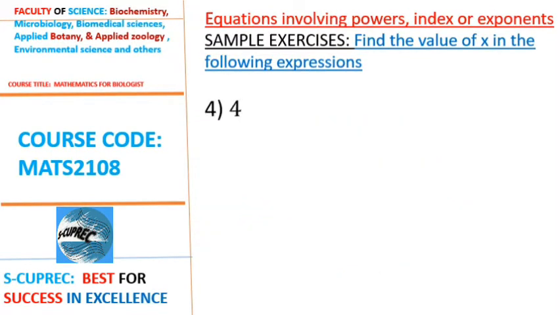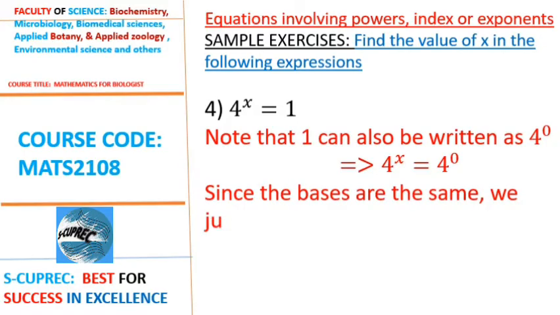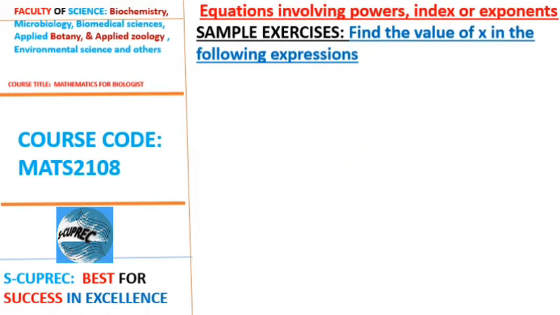Exercise 4. Given that we have 4 raised to the power x equals 1, the same approach. I think it was one of your past questions, take note of this. So you have to know that 1 can also be written as 4 raised to the power 0, because we want to express it in the base form of 4 raised to the power x, so that the bases are the same. We have 4 raised to the power x equals 4 raised to the power 0, and since the bases are the same, we can equate the powers. So we simply see that the value of x is equal to 0. You see, mathematics is as simple as ABC.